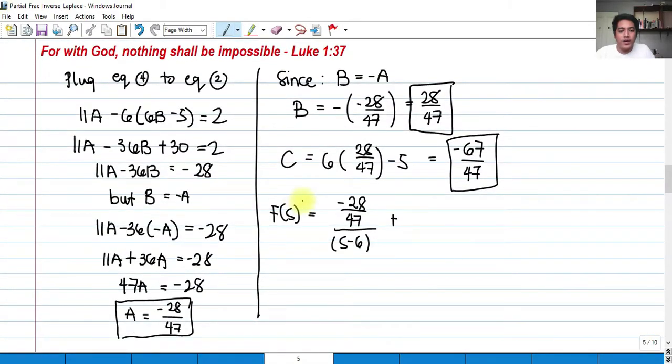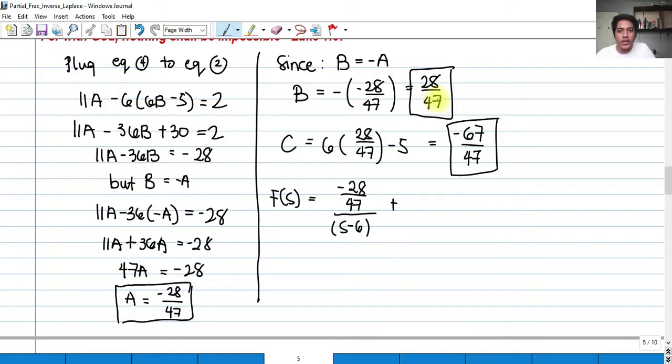So our b is 28 over 47 s, plus c. So plus minus, that should be negative 67 over 47, over s squared plus 11. So get the Laplace transform.